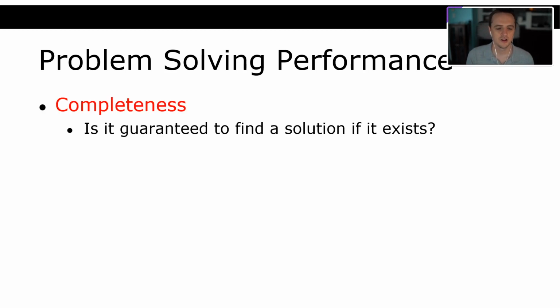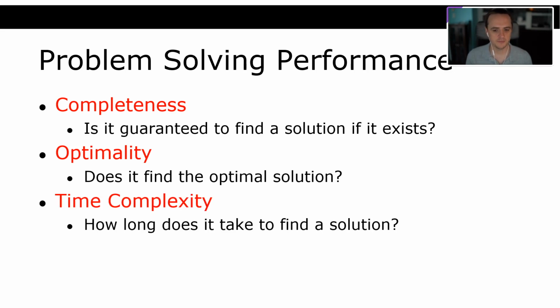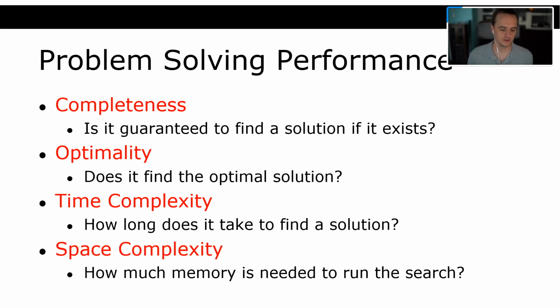So those properties are A, completeness. So completeness means if it's complete, then it is guaranteed to find a solution if a solution exists. Okay, that's completeness. Optimality. Does it find the optimal solution? And the optimal solution again means the solution with the lowest cost sum. Time complexity. How long does it take to find a solution, right? So we always want to know about time complexity. We don't have infinite time, right? And also space complexity. So how much memory is needed to run the search?